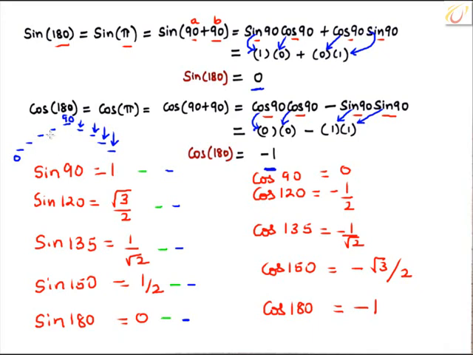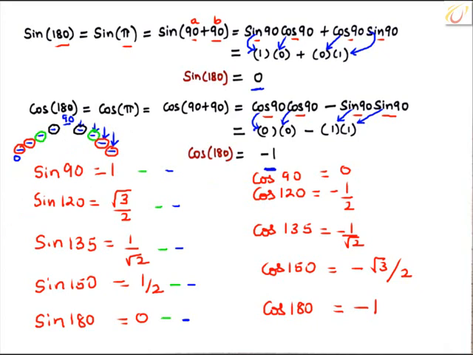So you can compare sine 60 and sine 120. Both values are root 3 by 2. Then sine 45, sine 135. The value of both is 1 upon root 2. Sine 30, sine 150. Value of both is half. Sine 0, sine 180. Again the value is 0.